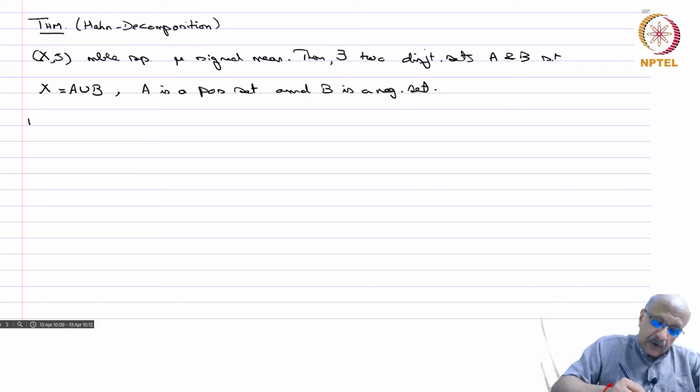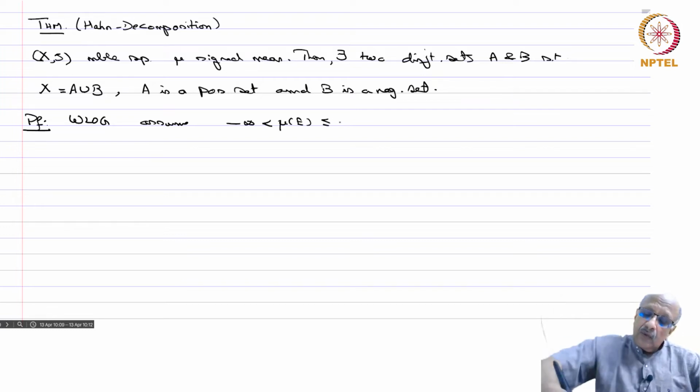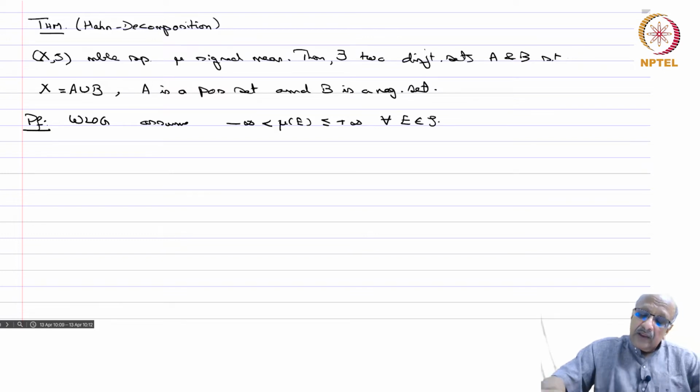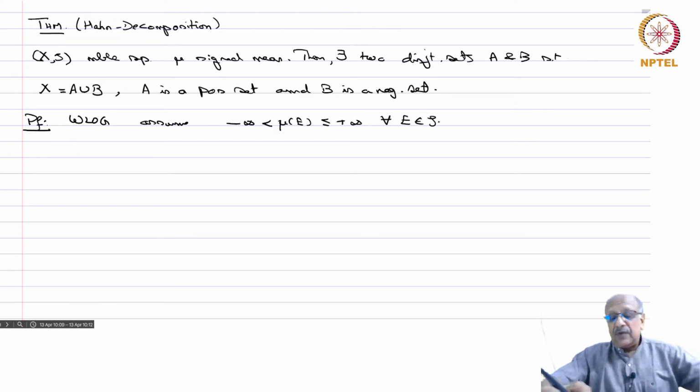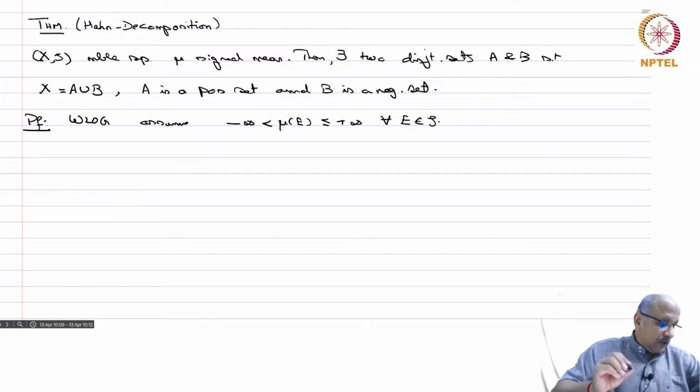Okay, so we are going to prove this in several stages. Without loss of generality, assume minus infinity strictly less than mu of E less than or equal to plus infinity for all E in S. So we are saying that it takes the value plus infinity. If it took only the value minus infinity, then you work with minus mu in this proof and everything will go through. Okay, so step 1.